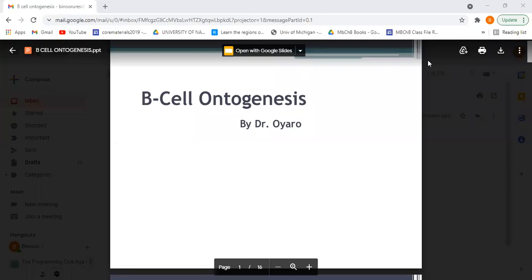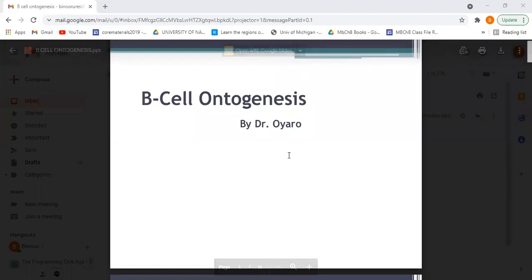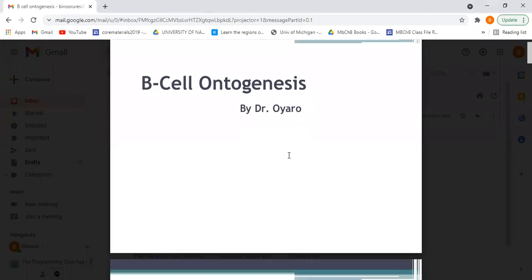And that is antibody generation and activation. So let's have a look at today's topic, that is B cell ontogenesis. Let's move on. Next slide.